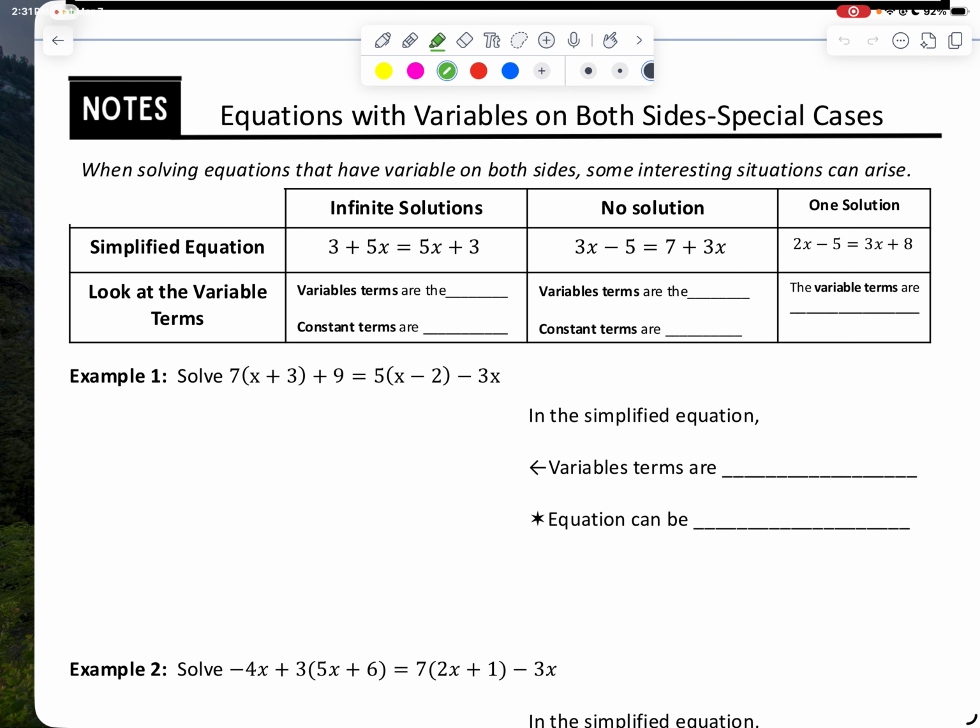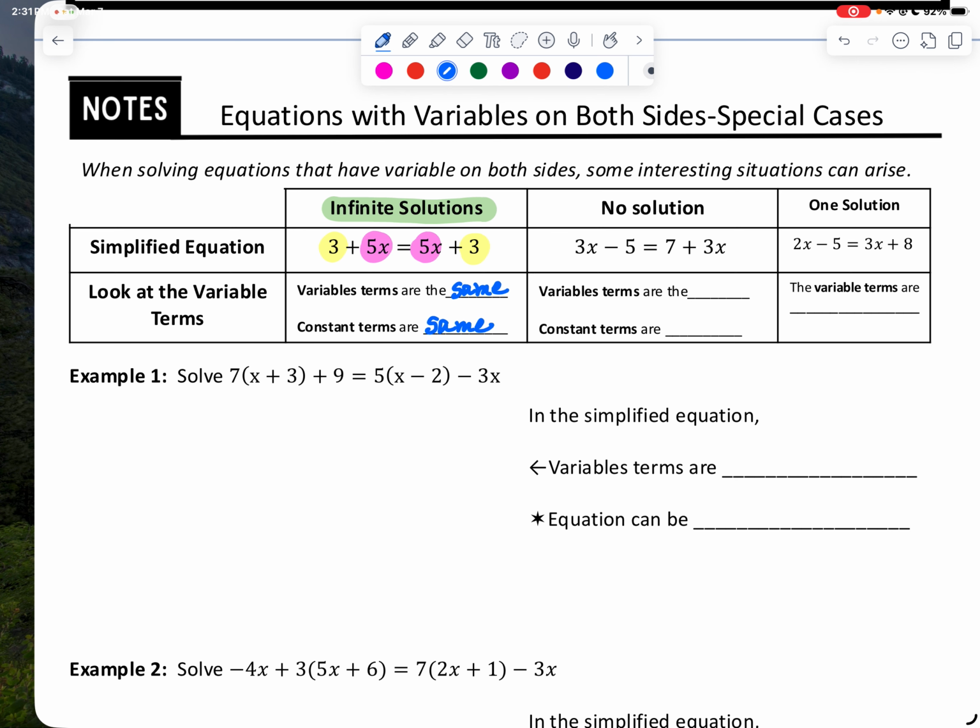You can have an infinite solution. Infinite solutions occurs when in the simplified equation you have the same exact variable on each side and the same exact constant term on each side. So if your variable terms are the same and your constant terms are exactly the same, that equation is going to have an infinite number of solutions. And if you notice that, then you don't even need to solve it.